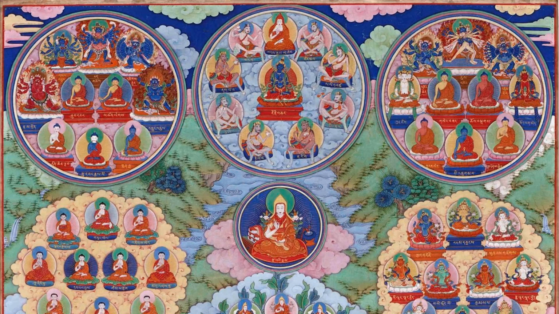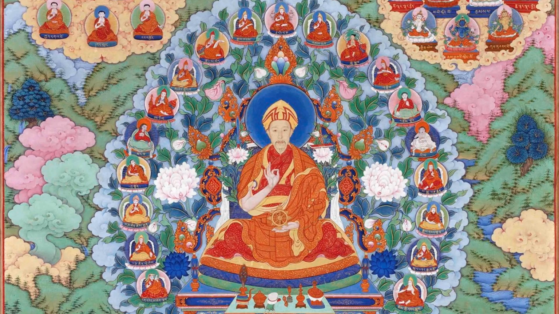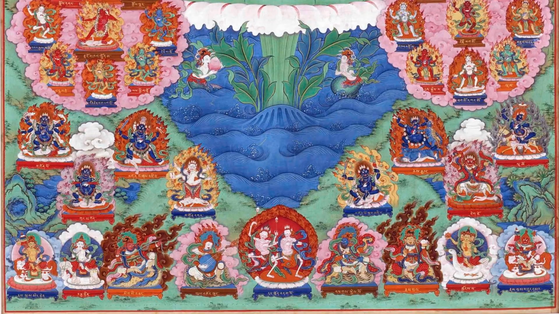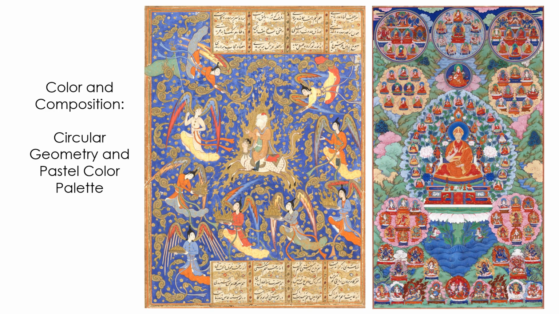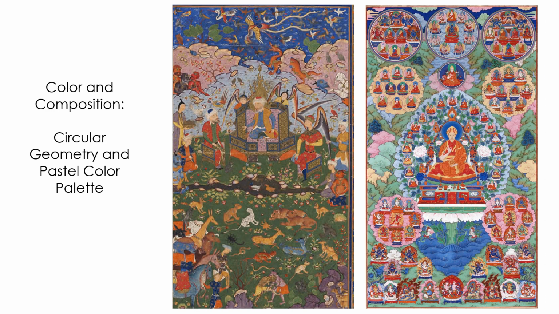Here are some close-ups of the Qianlong Emperor as Manjushri. The pastel color palette of these works is also quite similar and evokes a sense of sky, land and sea in the same vision, an angel's eye view. The revolving, rotating, and circular geometry of the composition bears similarities, in particular between King Solomon and the Qianlong Emperor.